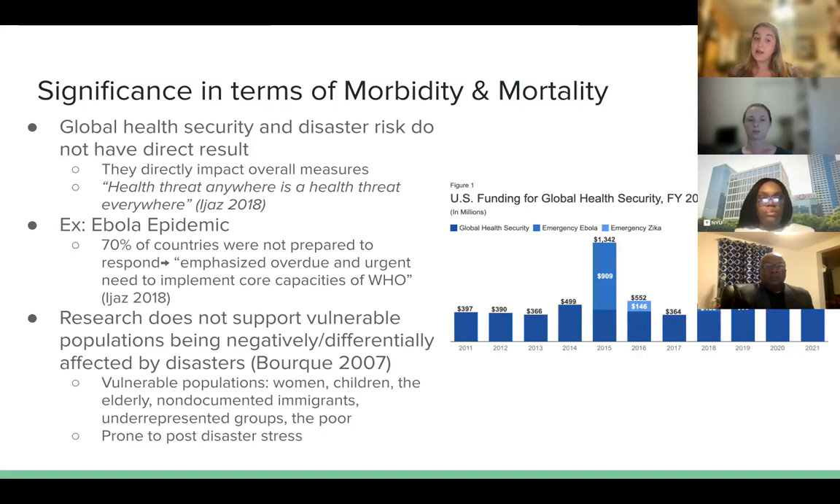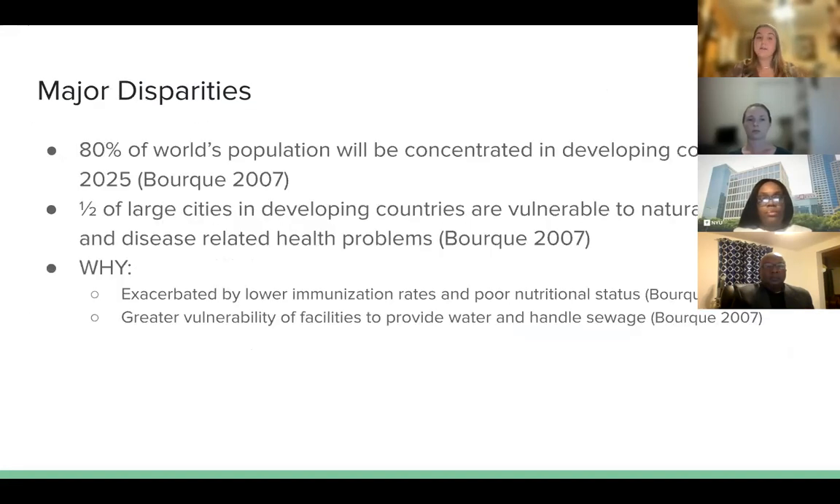Another interesting point is that age is the only characteristic that has a weak association with disaster-related morbidity and mortality. So it doesn't matter how old you are; it comes down to your specific circumstances and how you're directly impacted by those disasters and global health security's effect.